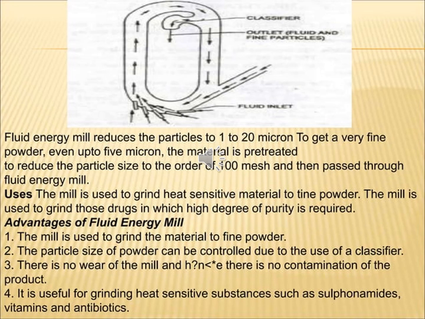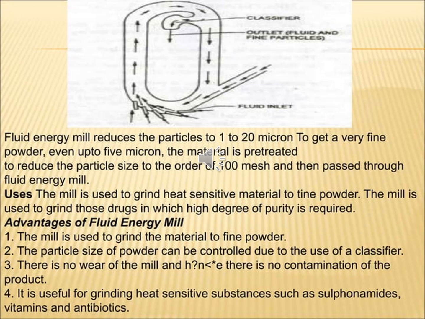The material is pretreated to reduce the particle size to the order of 100 mesh and then passes through the fluid energy mill. Uses: the mill is used to grind highly heat sensitive material to tiny powder. The mill is used to grind those drugs in which a high degree of purity is required.